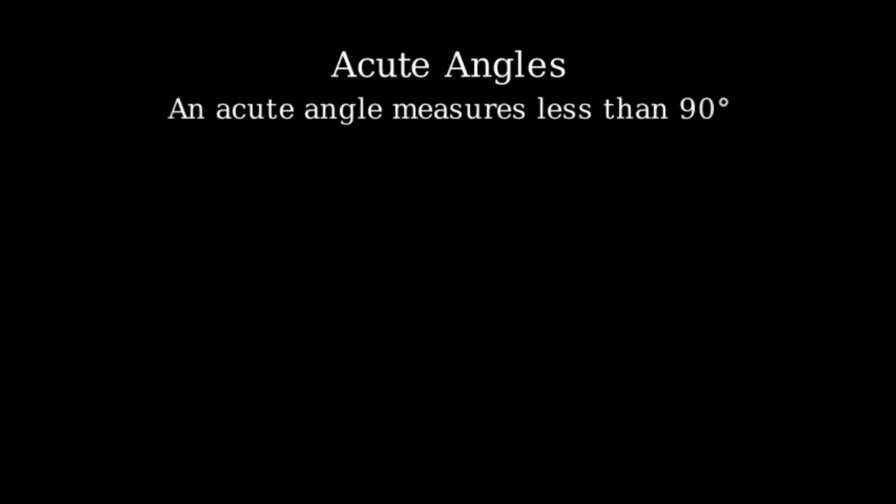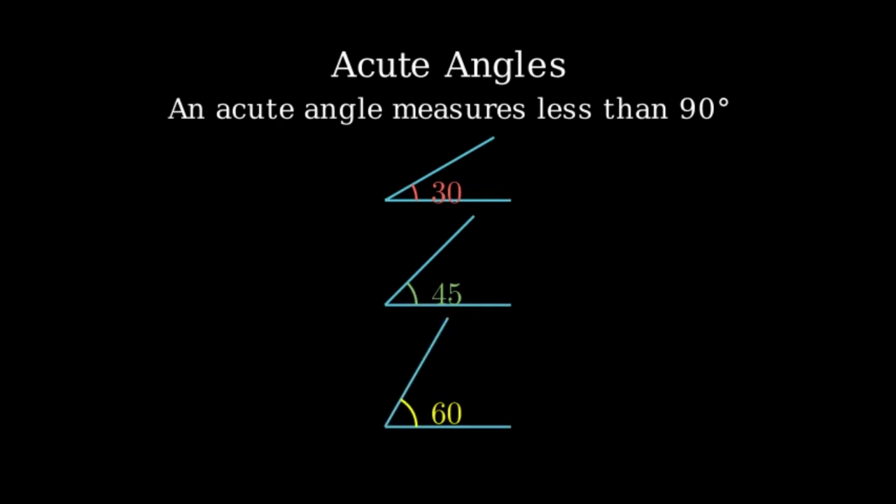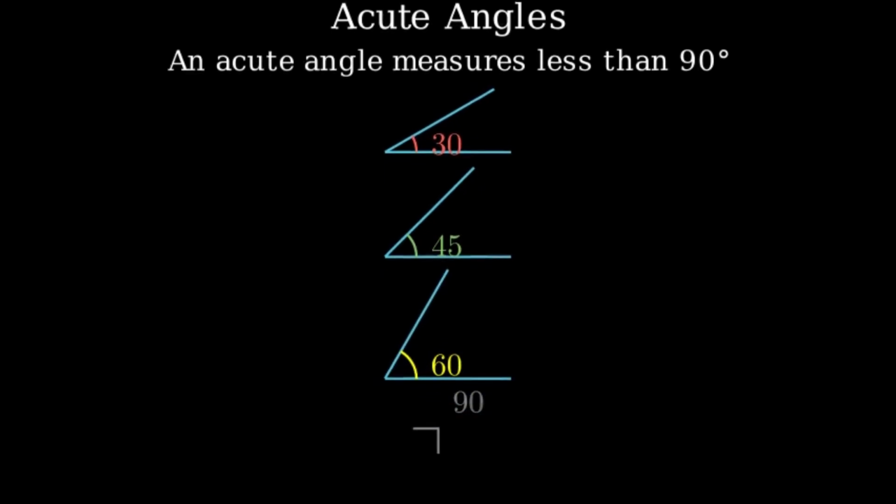Welcome. Today we'll learn about acute angles. An acute angle is an angle that measures less than 90 degrees. Let's look at some examples of acute angles. Here's a 30-degree angle, here's a 45-degree angle, and here's a 60-degree angle. Notice how all of these angles are smaller than 90 degrees.